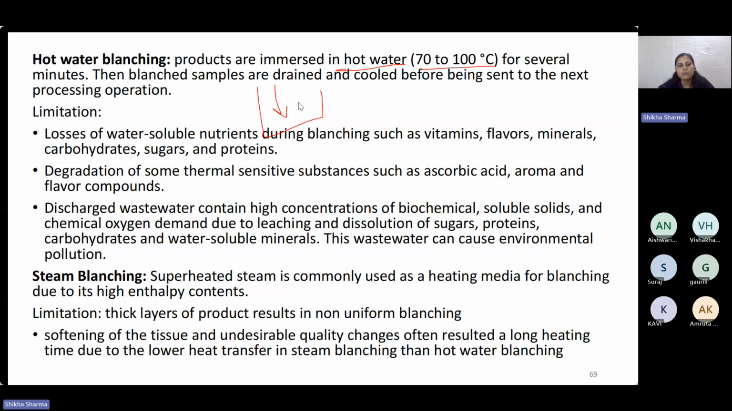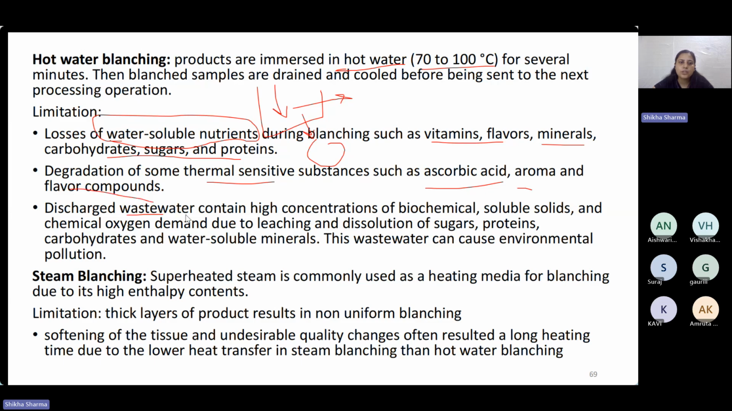So what will happen after that? The water is taken separately, and the food product is taken separately and cooled to decrease the temperature. This is hot water blanching. It has many limitations: it loses water soluble nutrients during blanching, like vitamins, flavors, minerals, carbohydrates, sugars, and proteins. Also, thermally sensitive substances like ascorbic acid, aroma and flavor compounds will degrade.